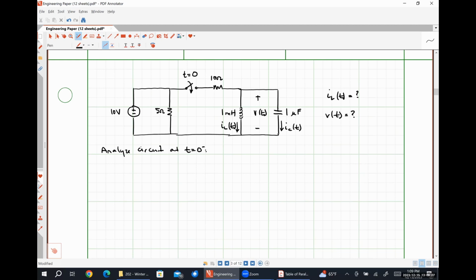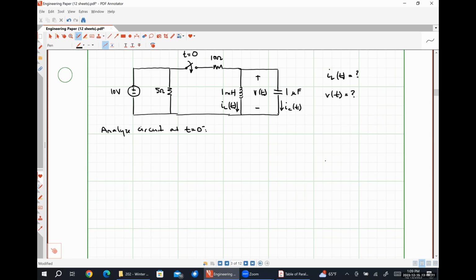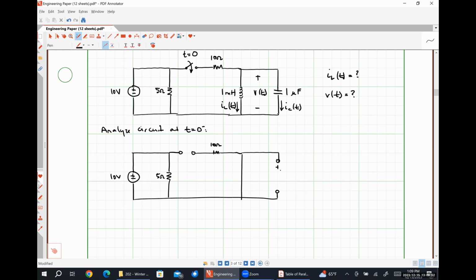Okay. So at t is equal to 0 minus, our switch is open. So we are going to have the following circuit. We have our 10-volt source in parallel with a 5 ohm resistor. The open circuit right here is representing our switch. Here's my 10 ohm resistor. This short circuit is representing my inductor. This open circuit over here is representing my capacitor. So this will be the voltage v at 0 minus. This will be the current iC at 0 minus. This will be the current iL at 0 minus.